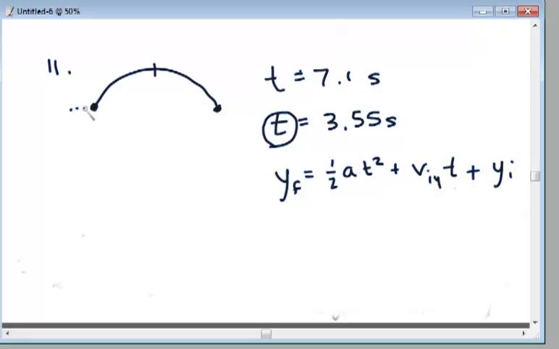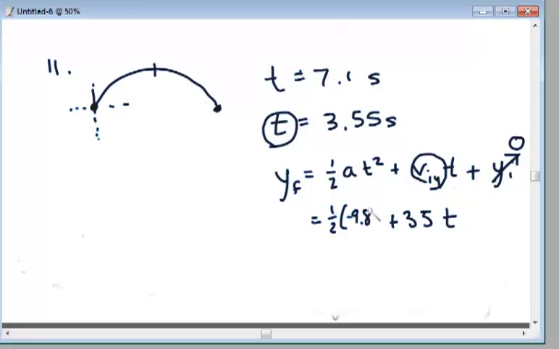If we choose our coordinate system to start right there, then our initial y is 0. Our initial velocity in the y direction, which we previously determined, was a positive 35. Negative 9.8 for gravity. And then t squared, we can put in that 3.55 in both of these locations. Don't forget to square it here. And that should give you the highest value.